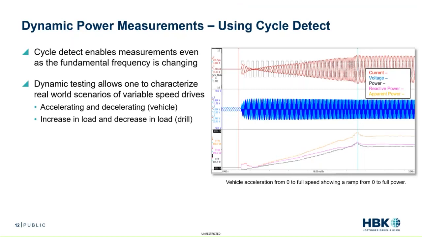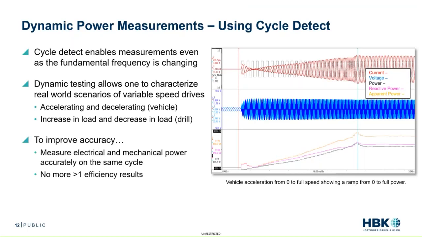So that enables you to do characterization in real-world scenarios, whether it's accelerating, decelerating, increasing in load, decreasing in load, and even develop efficiency maps significantly faster. More on that in a moment. That's where it really gets exciting. So to improve accuracy as well, you want to be able to make measurements on electrical and mechanical power accurately on the same cycle. So cycle detection allows you to do that as well. So you can avoid those greater than one efficiency results.